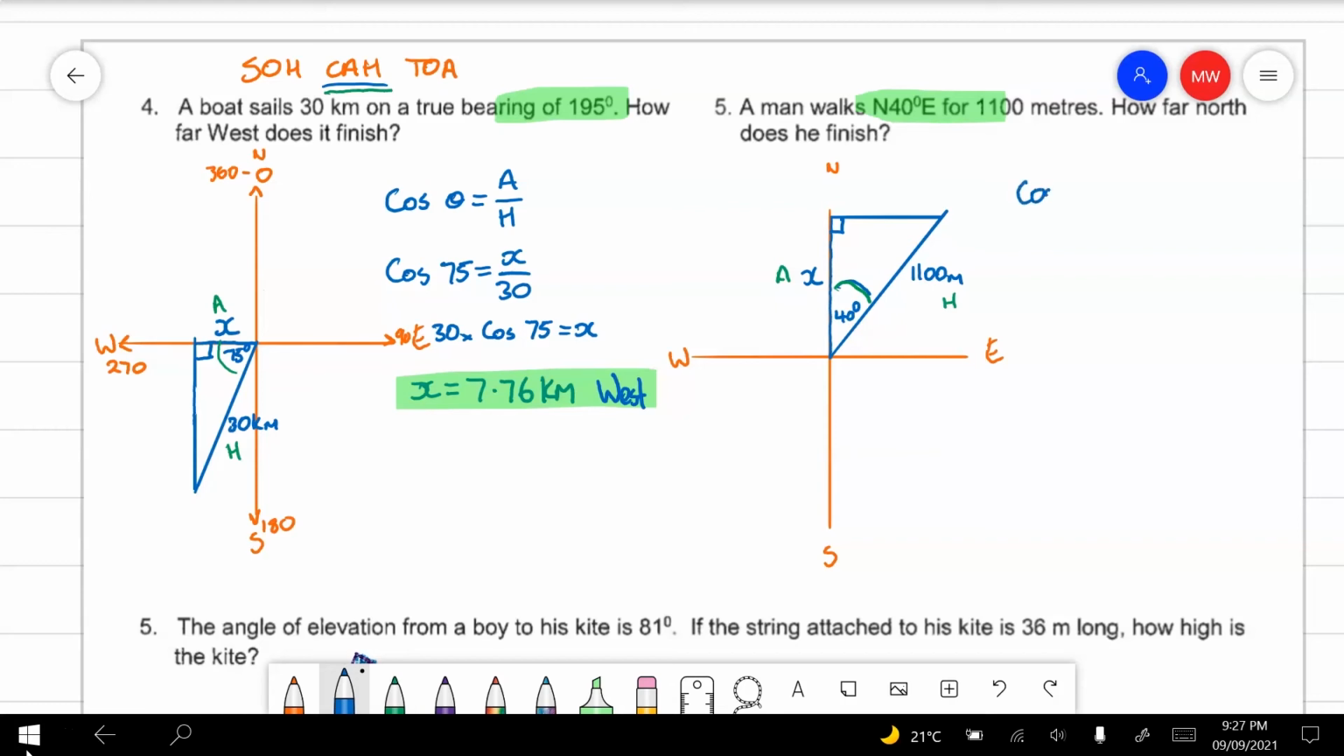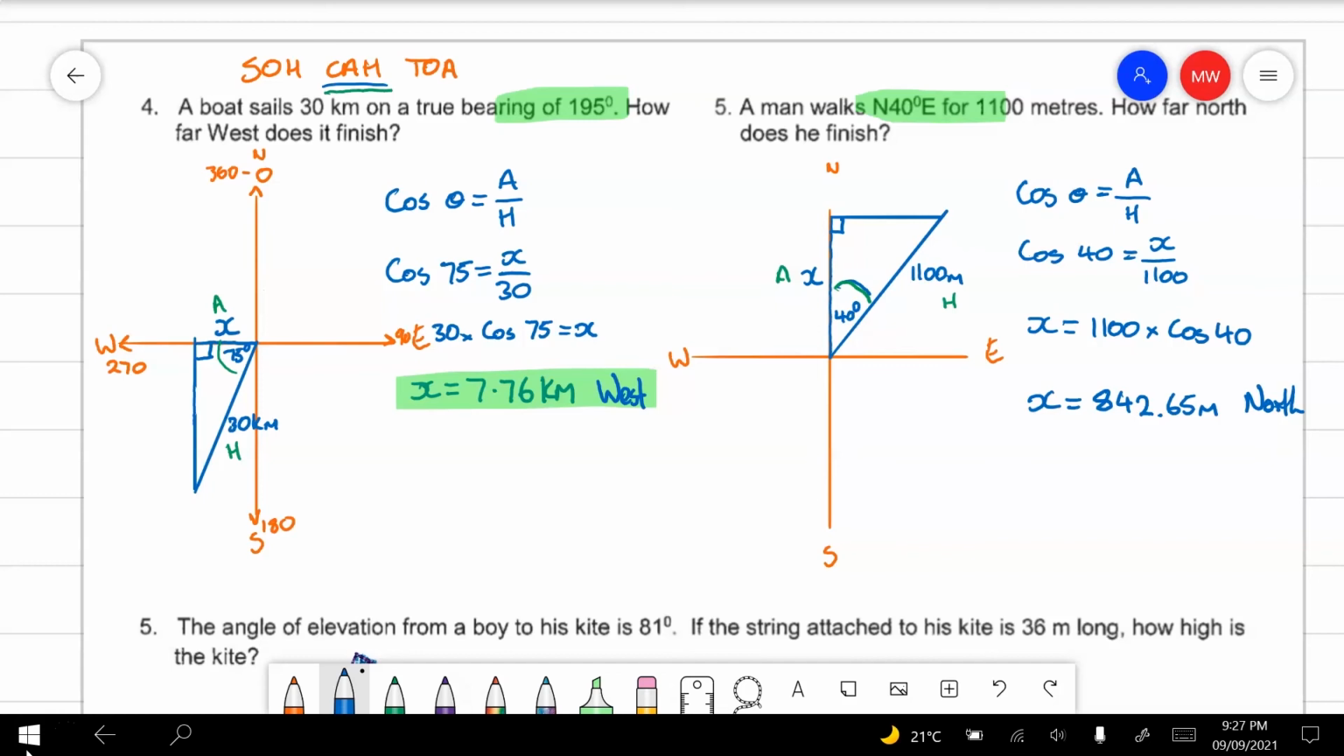So we use cos theta equals the adjacent over the hypotenuse, which means that cos 40 is x over 1100. That means that x is 1100 times cos 40, and then I'll pop that into my calculator and I'll find that the distance travelled is 842.65 meters north.